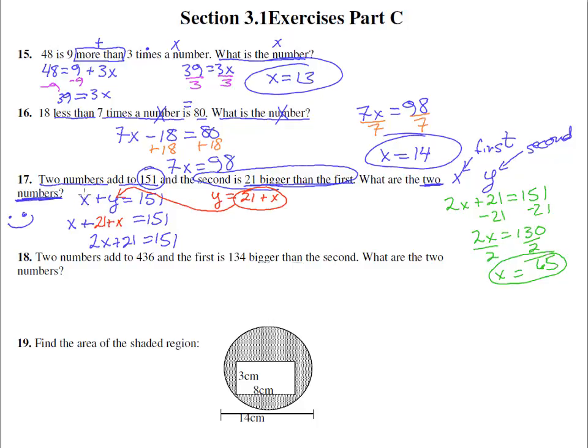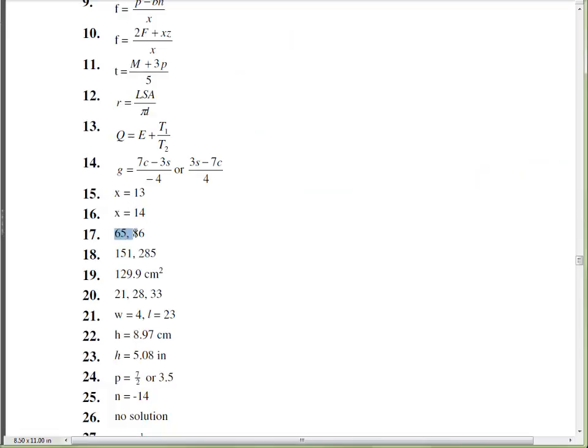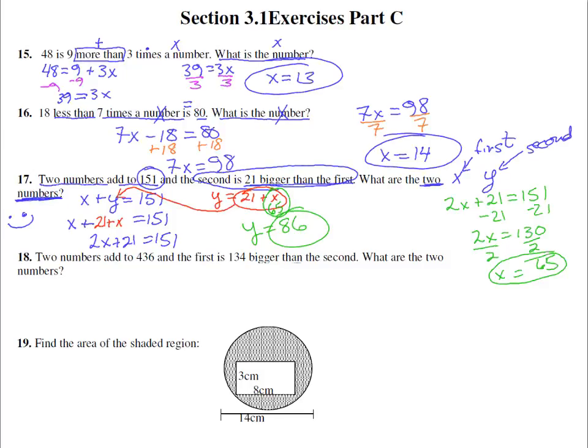Well, two numbers add up to 151, so we could take 151 minus 65. Or we can say x is 65 right here, and say 21 plus 65 equals 86. So y has to be 86. Look at that, 65 and 86. Do they really add up to 151? Yes. Is this one really 21 bigger than that? That's correct. Let's double check that answer. Yeah, 65 and 86 are our two numbers.